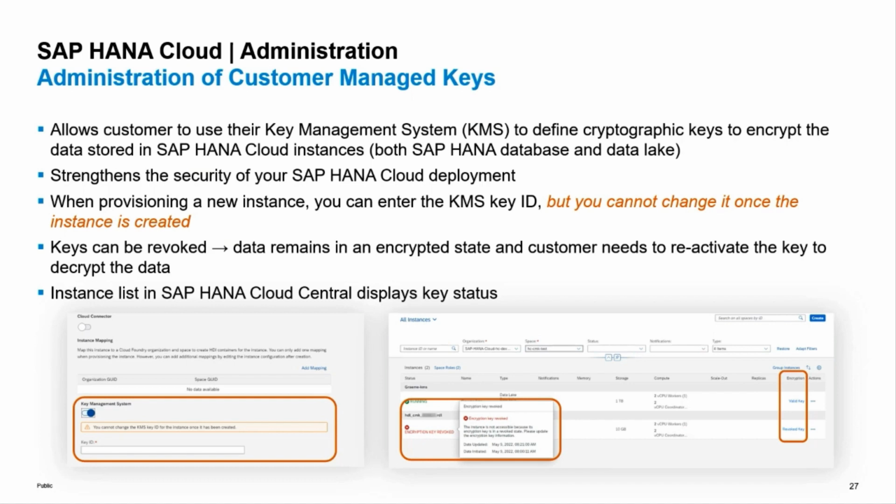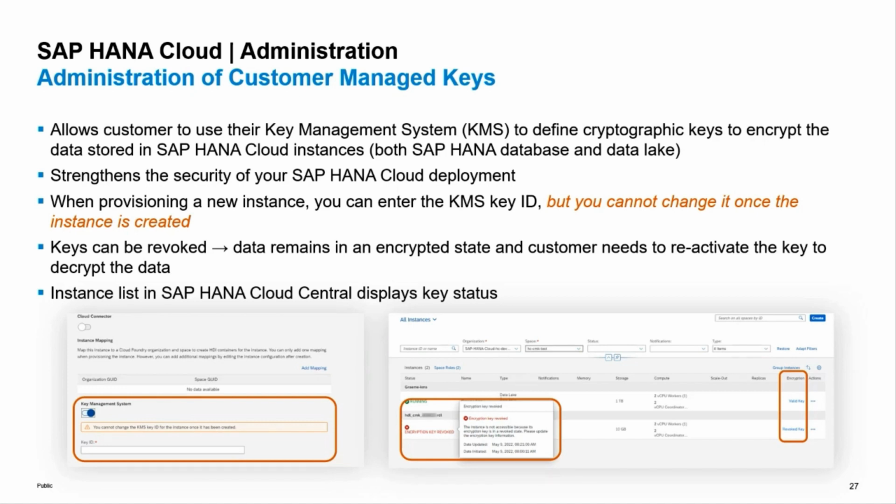And so when you provision a new instance, what happens is that you have an option there to enter the KMS key ID. And that's what you see on the bottom left here on the screenshot, when you have that option to provide a key ID. Just note that once you do that and you provision your instance, you cannot change it once that process is completed. Now, the keys can be revoked. And if that happens, if you choose to do that, then the data will remain encrypted, and you will need to reactivate the key to decrypt the data.